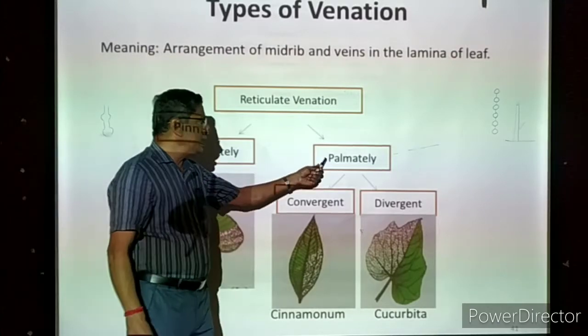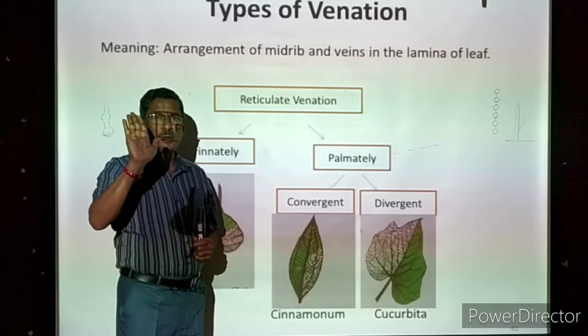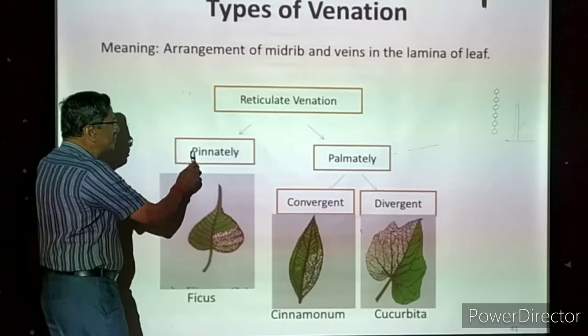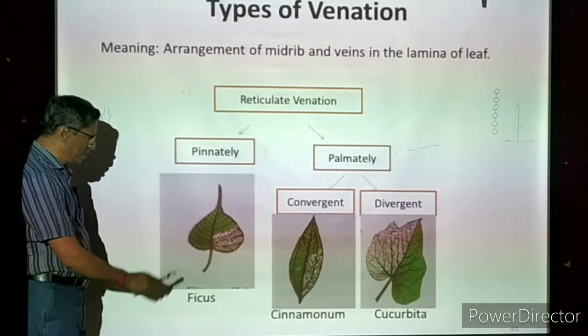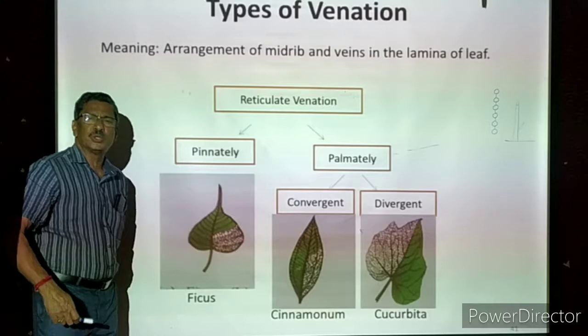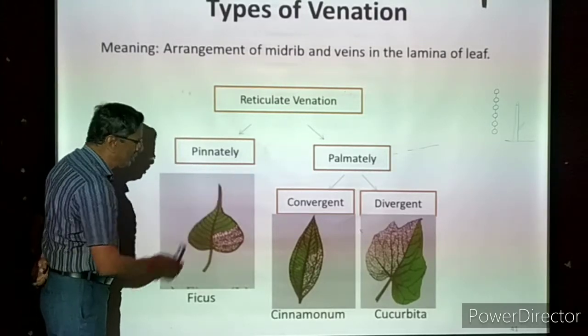I already told you P-A-L-M, but we have to pronounce it as palm. That is the palm and the fingers of our hand, like palmately. So what is the meaning of pinnately reticulate venation? Now I will take this. Example, ficus. Don't think that only ficus is there. There are so many trees, so many plants which have this pinnately reticulate venation.